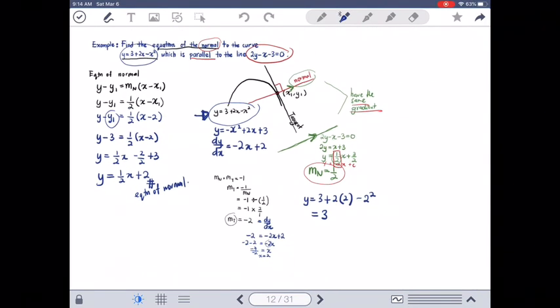Okay. I think that's it for this video. We have covered what it means by the gradient of the curve, the gradient of the tangent, and we also have covered the equation of tangent and also the equation of normal. That's all for today. Thank you.